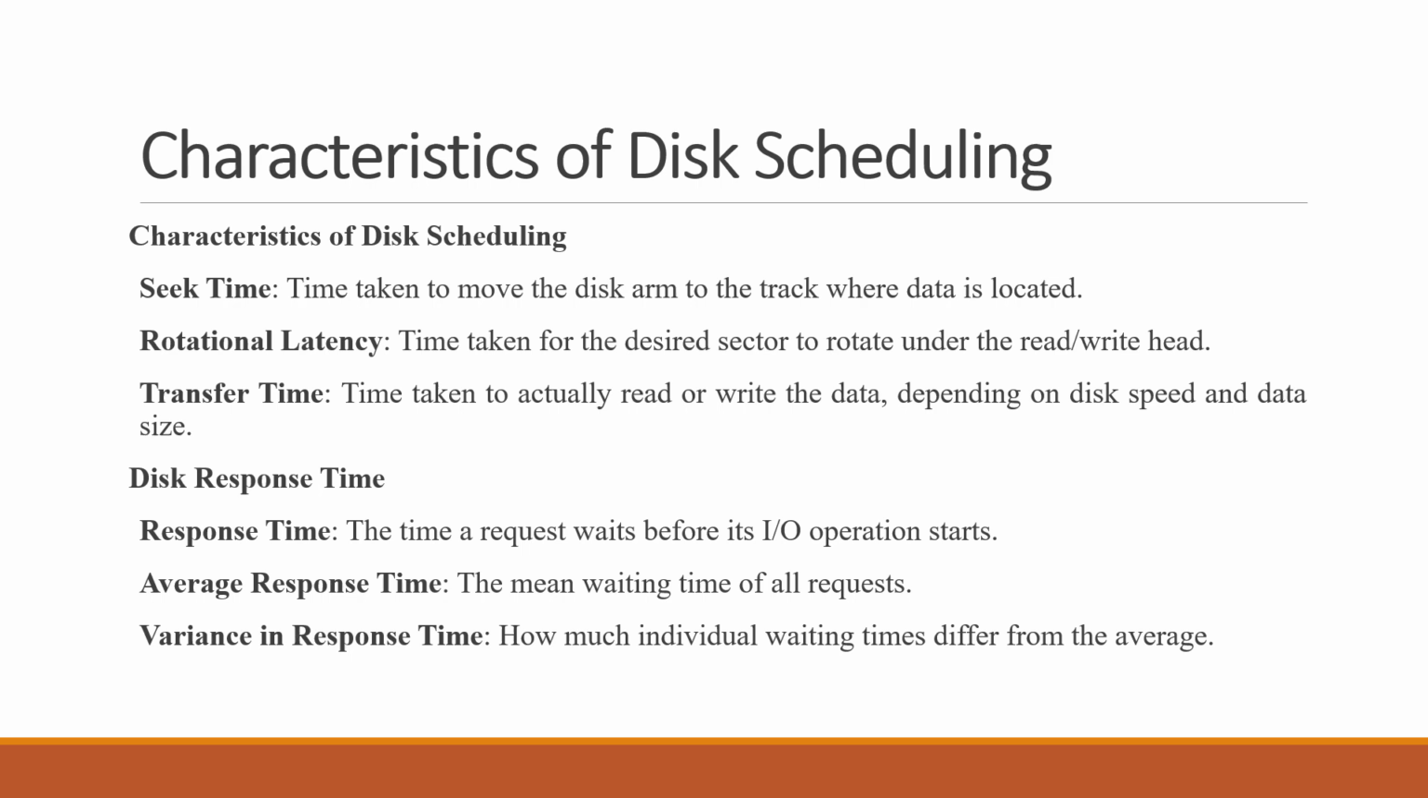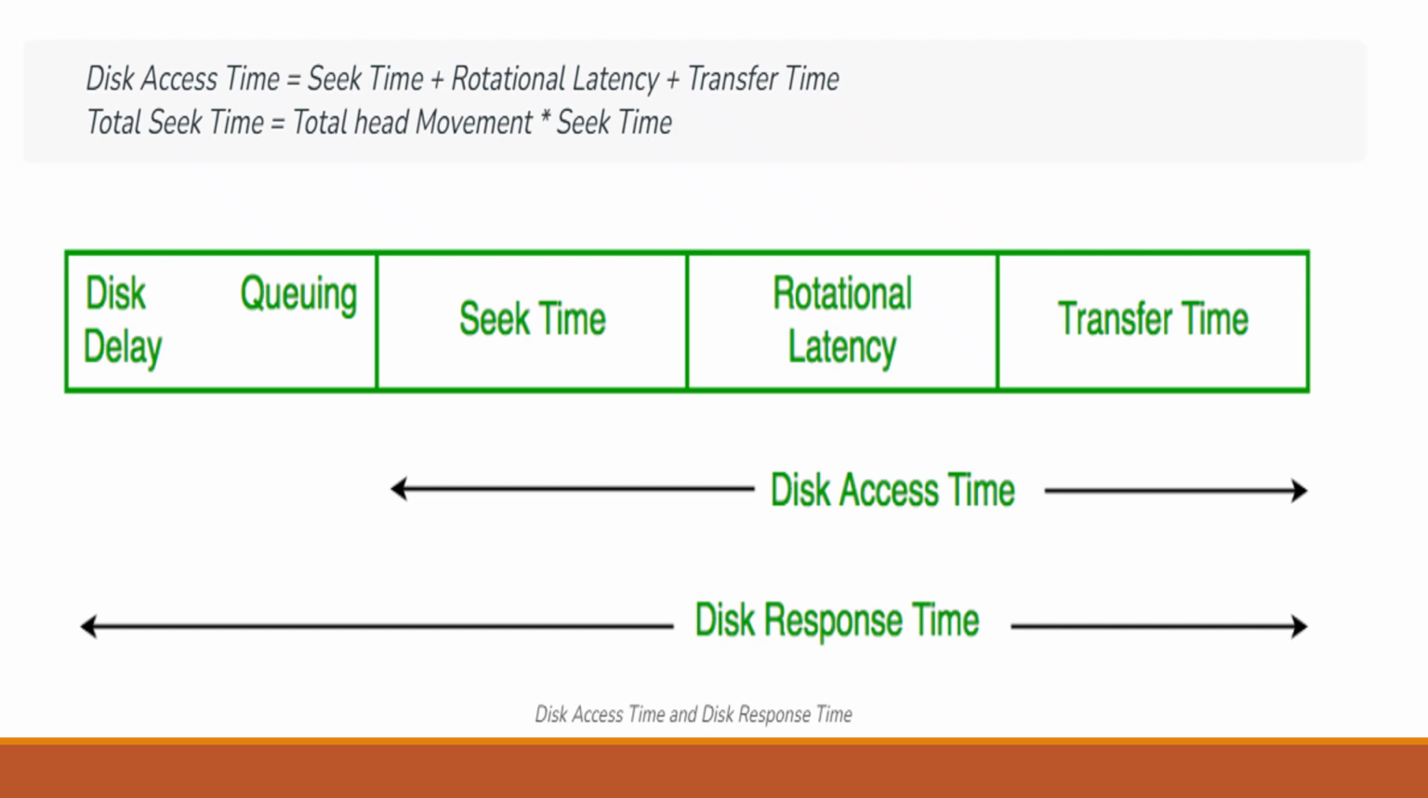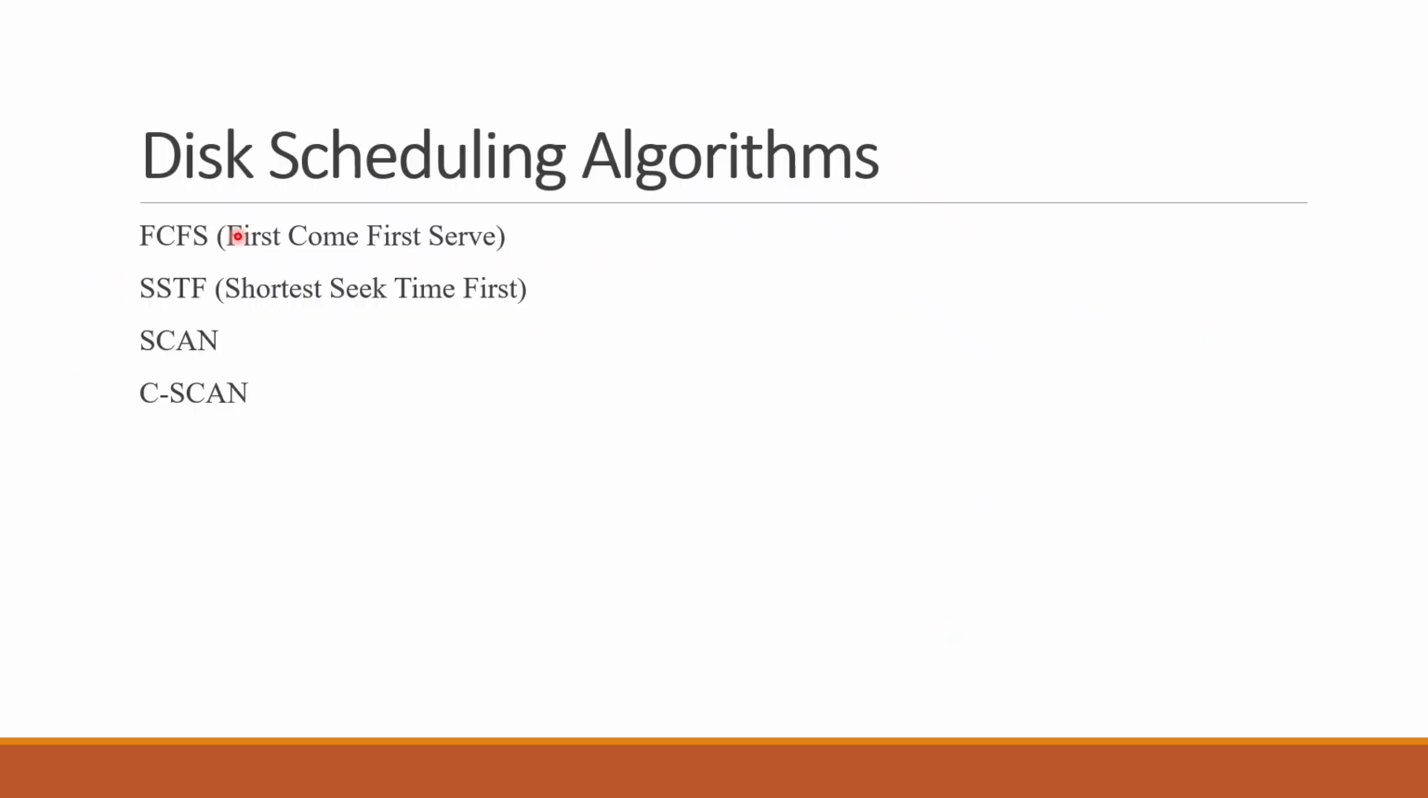Now we'll go to the disk scheduling algorithms. See here, disk access time is the seek time plus rotational latency plus transfer time. Disk response time is the disk queuing delay together with the disk access time.